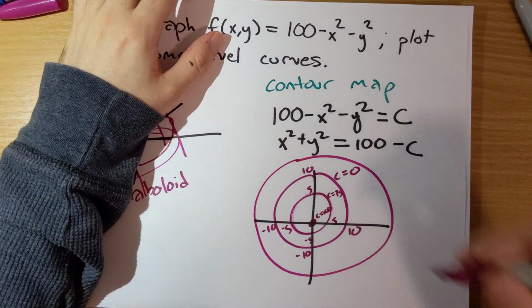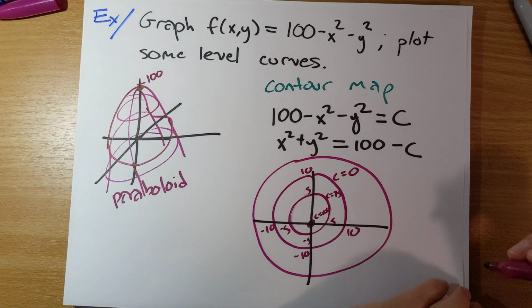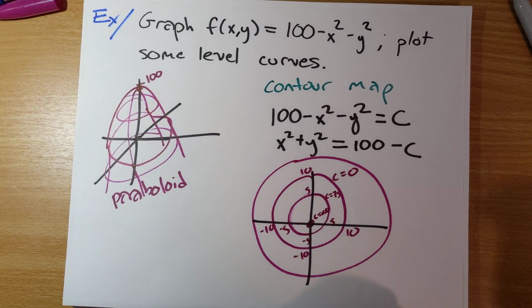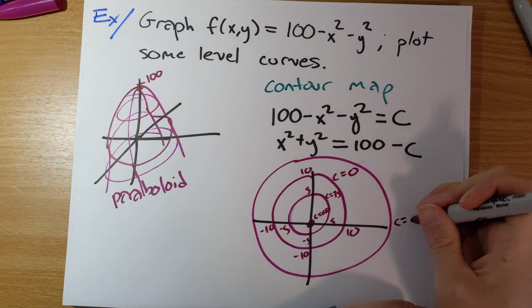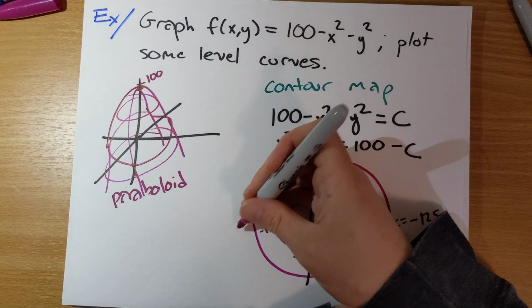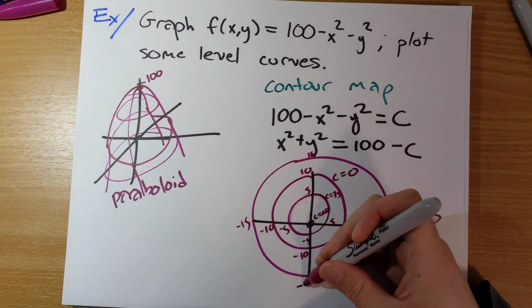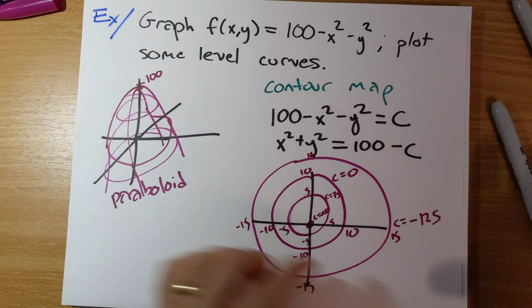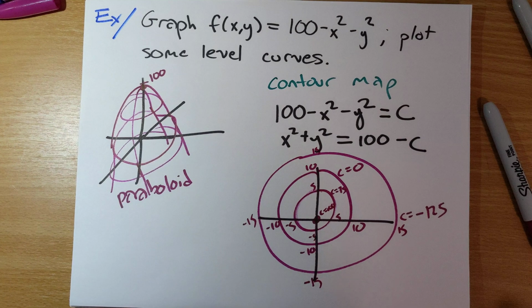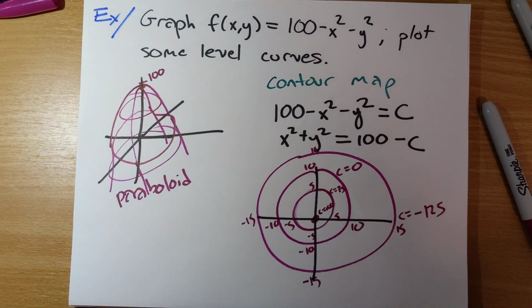If we set c equal to something negative, say c is equal to negative 125 here, this would be a circle of radius 15 centered at the origin. So what do level curves look like here? Level curves for this function are all concentric circles centered at the origin.